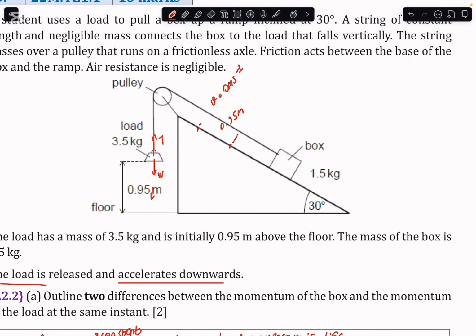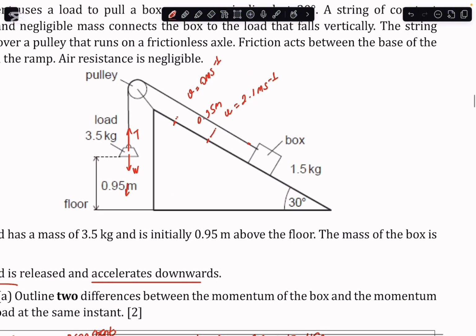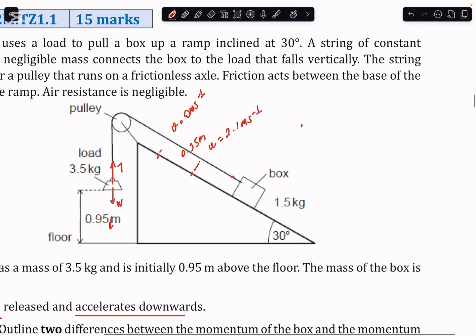Then here, because the load and the box are connected by a string and a pulley, 2.1 meters per second is going to be the initial speed of this moment, because the speeds of both of the objects have to be equal when the load hits the floor, as they are connected by a string and a pulley, as I've said. So from this part, you can use v squared equals u squared plus 2as.